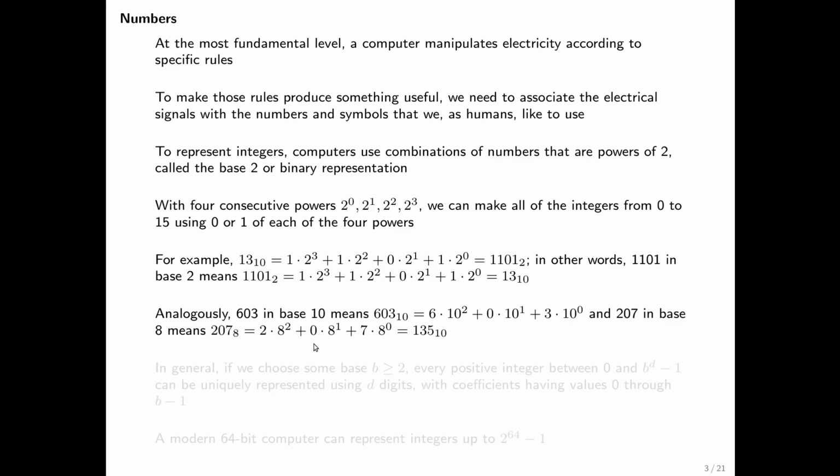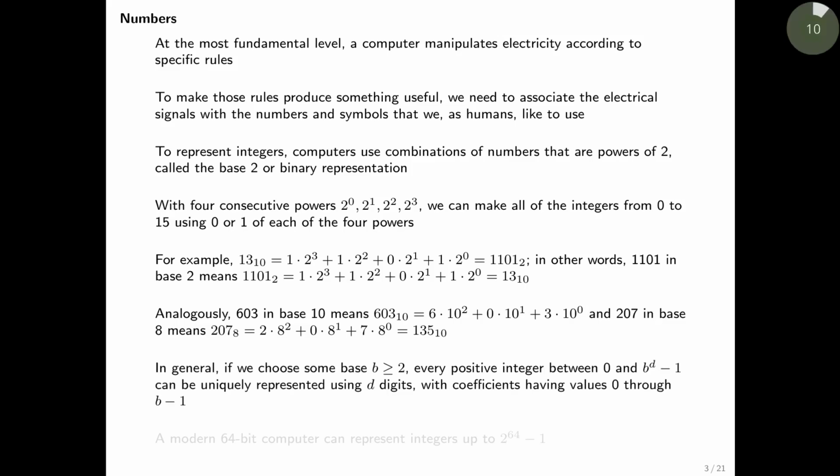Now, in another base, such as the octal base, the number 207 really means 2 times 8 to the power 2 plus 0 times 8 to the power 1 plus 7 times 8 to the power 0, which if you carry out the arithmetic, you get the number 135. So what we are saying is 207 in base 8 is simply 135 in base 10. And here, since we are talking about base 8, the powers that we consider are powers of 8. And the coefficients are values between 0 and 7 because the base that we're considering is 8.